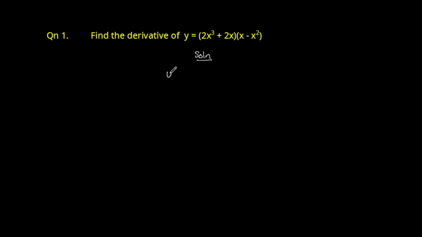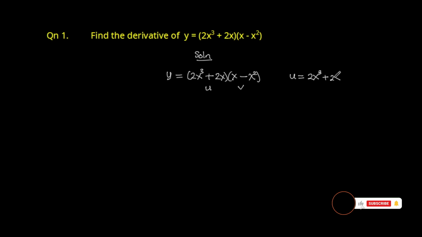So we have been given a function here, y equals 2x cubed plus 2x, times x minus x squared. We are going to let the first bracket be u and the second bracket be v. Now we shall say u equals 2x cubed plus 2x, and of course our v equals x minus x squared.